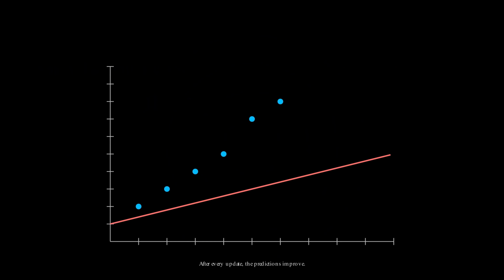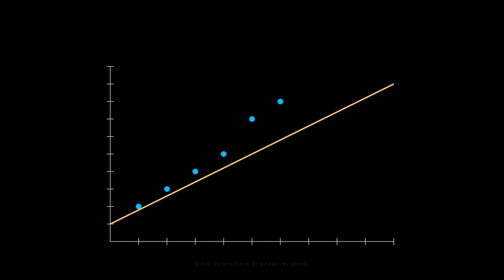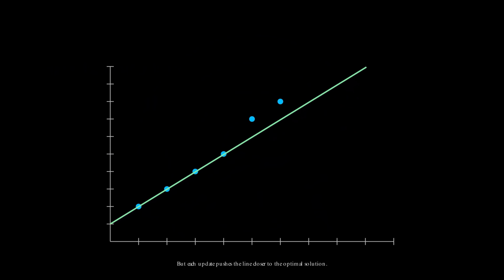After every update, the predictions improve. At first, the model may fit the data very poorly, but each update pushes the line closer to the optimal solution. This gradual improvement is how machine learning models train, but there is more than one way to perform gradient descent. Different training strategies can dramatically affect learning speed.